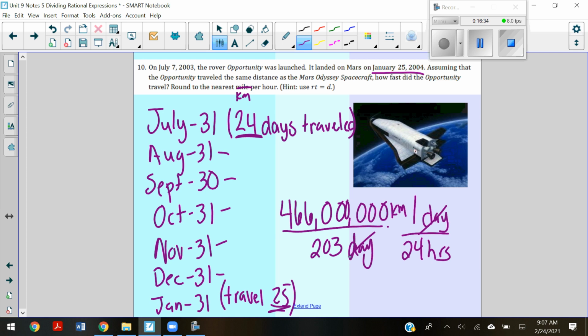So this rover traveled a little bit less per hour, went a little bit slower. It only went 95,649 kilometers per hour.